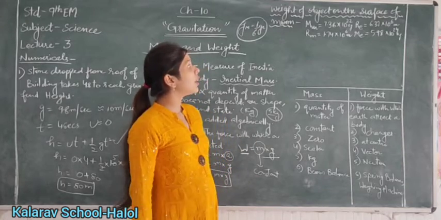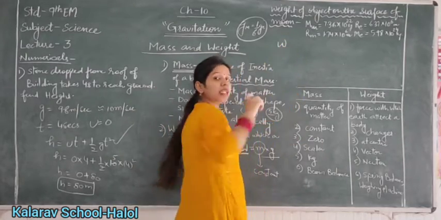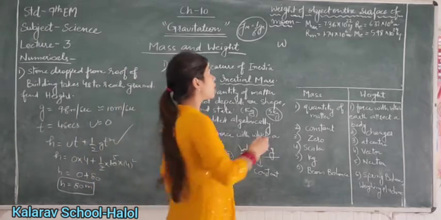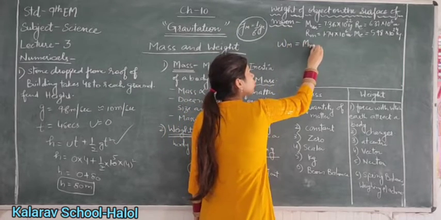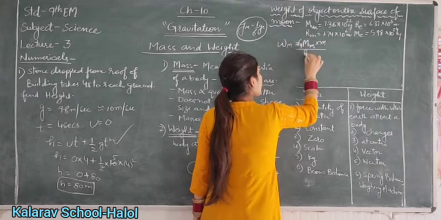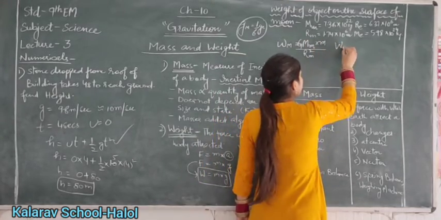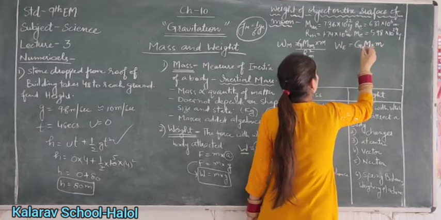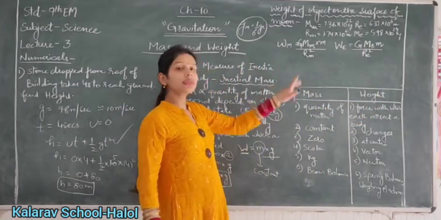Here we calculate the weight of an object on the surface of the moon. From the universal law, I will change force to W. Weight is also a force. So how do we calculate the weight on the moon? Wm equals G times mass of moon times mass of object over Rm square. Weight on earth, We, equals G times mass of earth times mass of object over Re square. So we divide these two terms.